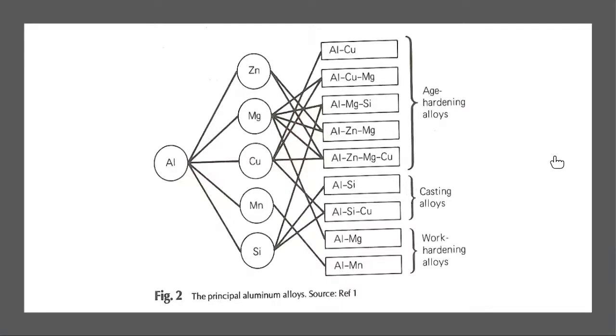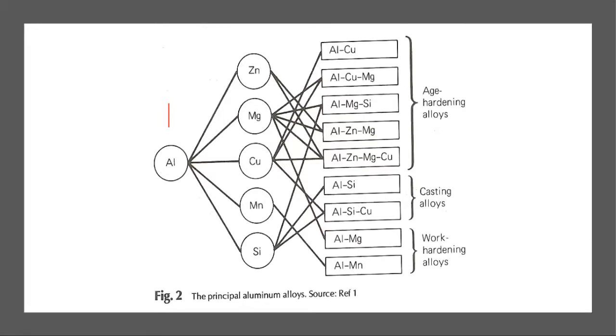So, the realm of aluminum. Looking at this first column, aluminum is going to be your first step. There's your pure form, aluminum. It can be alloyed with zinc, magnesium, copper, manganese, and silicon. After that, it can be alloyed with other materials.